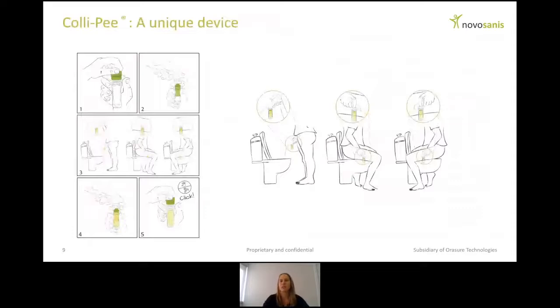So, a little bit more zooming in on Colli-Pee itself: a unique, user-friendly device to collect first void urine in only 5 small steps: unscrewing the cap, mounting the tube to the housing, peeing, demounting the tube, and closing the tube again. The user can collect a standardized volumetric first void urine sample without interrupting the urine flow. Next to Colli-Pee, to follow up during this COVID-19 pandemic, we at Novosanis also developed a postal kit to facilitate home-based collection.